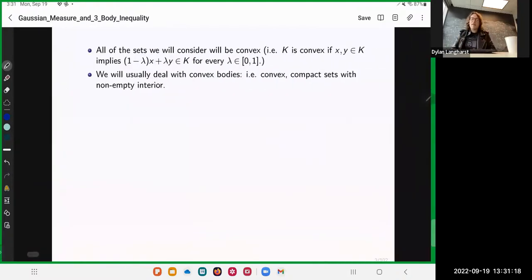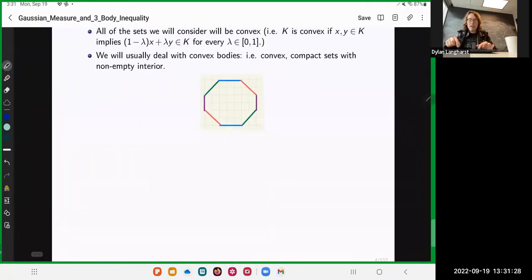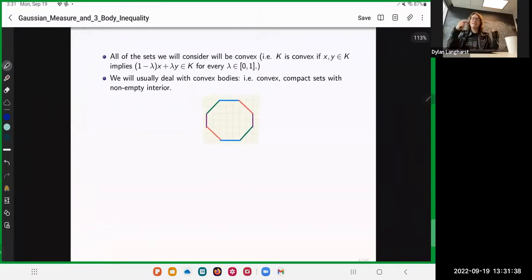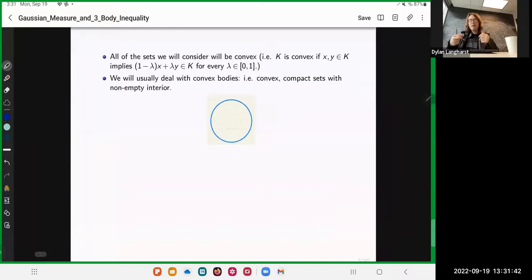And we usually deal with convex bodies, which simply means it's convex and also compact. For pedagogical reasons, we'll also assume non-empty interior. Here's an example of one I stole from my advisor. Your standard n-gons are the classical convex bodies, and in some sense, the study of convex geometry is just trying to generalize these classical n-gons. Not just n-gons, but also spheres and ellipsoids.